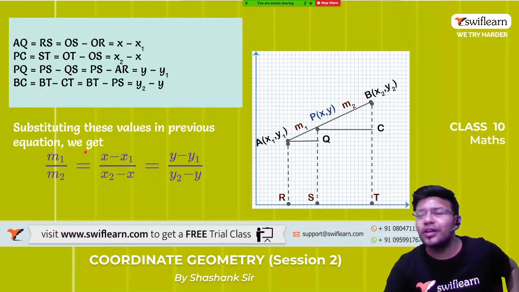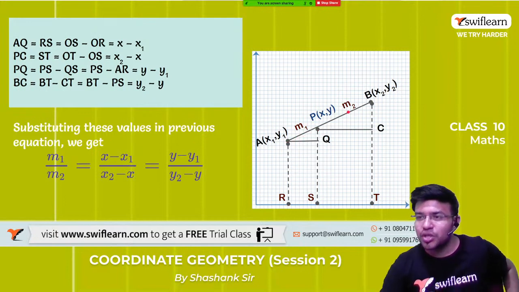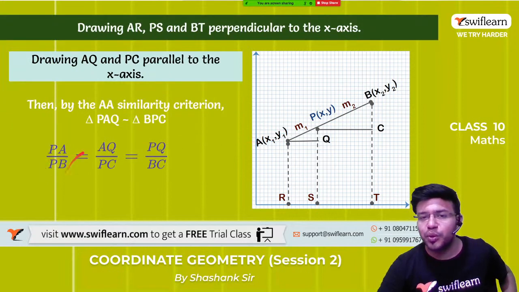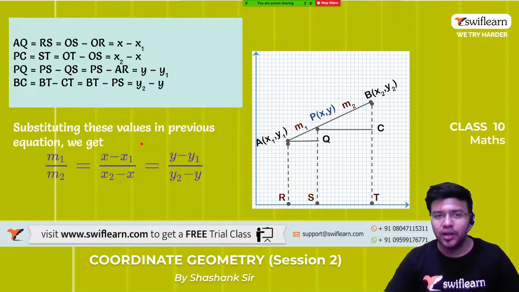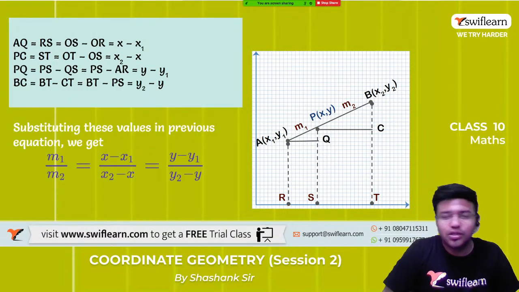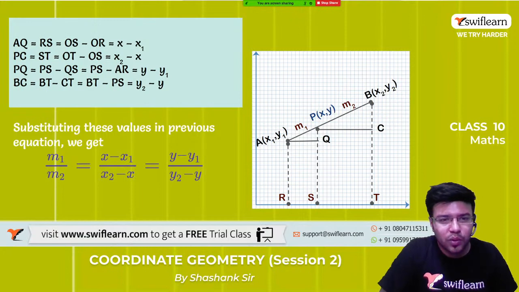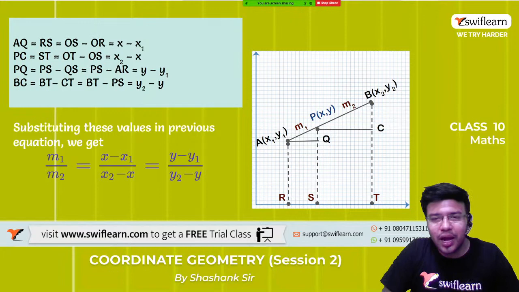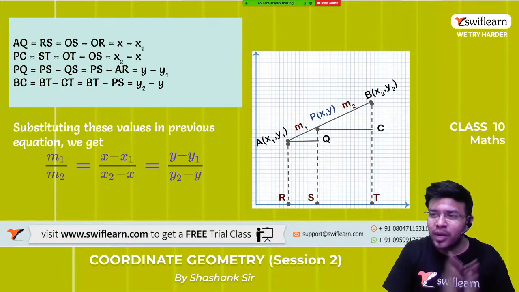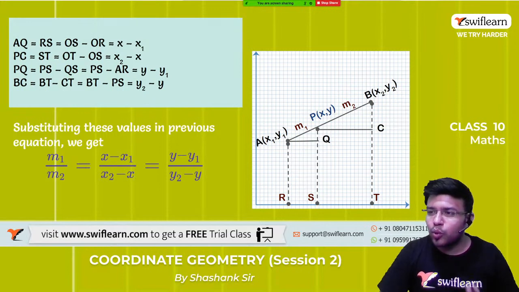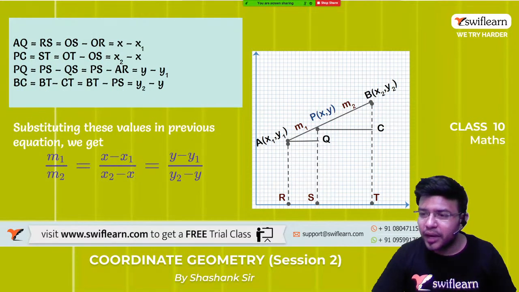Now we have got all the distances, and we also know the ratio. This ratio is m1 by m2. Substitute in this formula, in this equation 1, or whatever you name it. So we get m1 by m2 is equal to x minus x1 divided by x2 minus x, is equal to y minus y1 divided by y2 minus y. Now take them separately: m1 by m2 with the x terms, and m1 by m2 with the y terms. Write them separately to get the values we need to find.